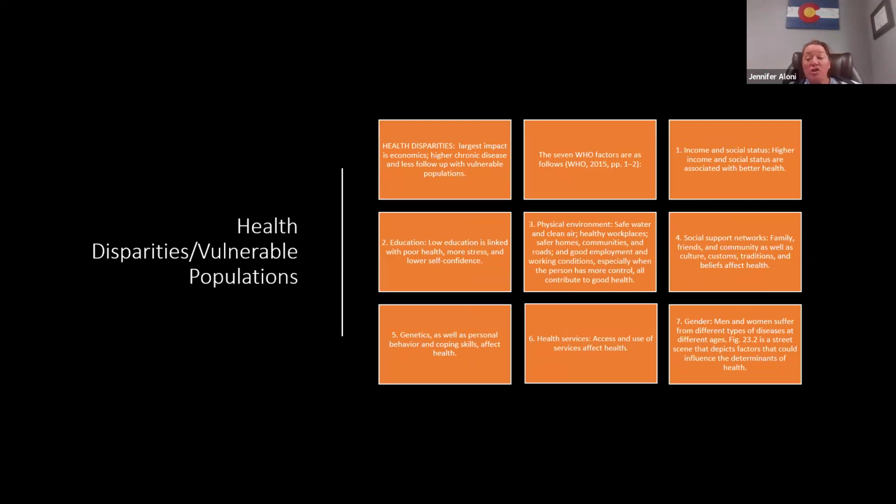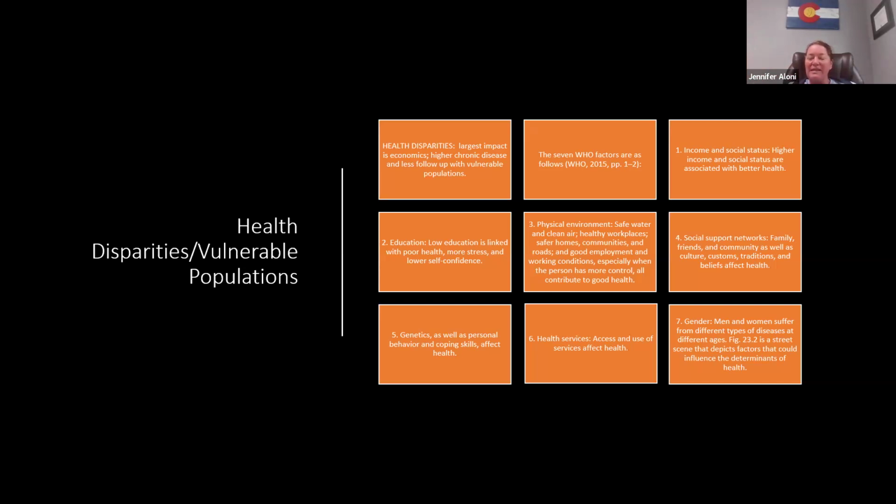So we know our largest impact is money. We have higher chronic diseases, less follow-up with our vulnerable populations. We take a look at education. What do we know about education? Low education, poor health, more stress, more problems. Physical environment, we look at our water, our air, our workplace, our homes, communities, good employment and working conditions.